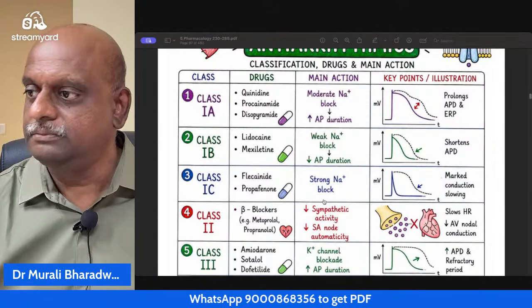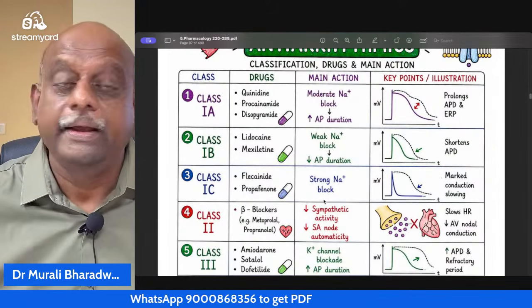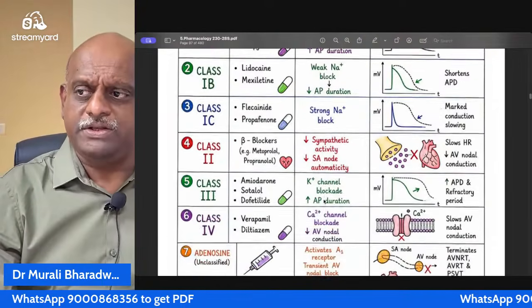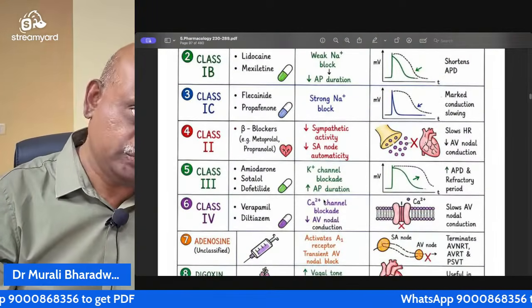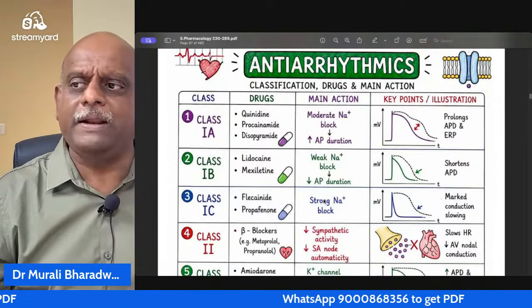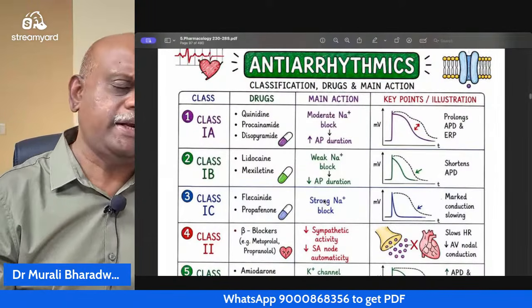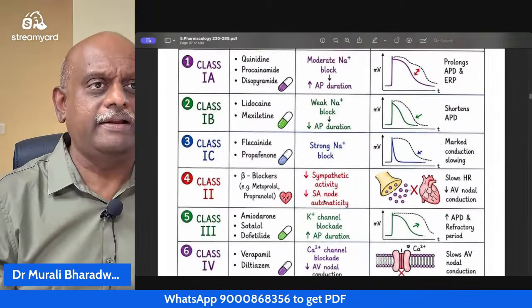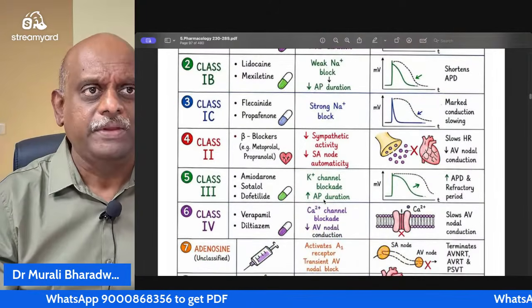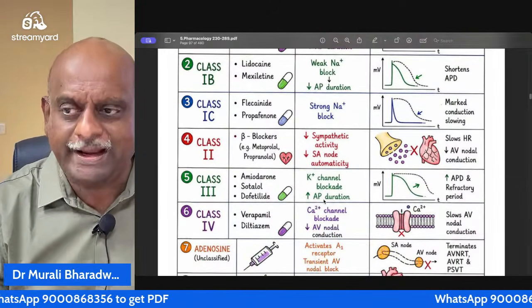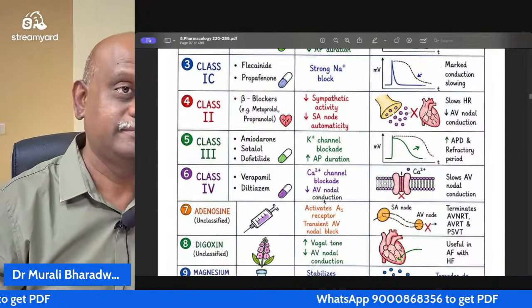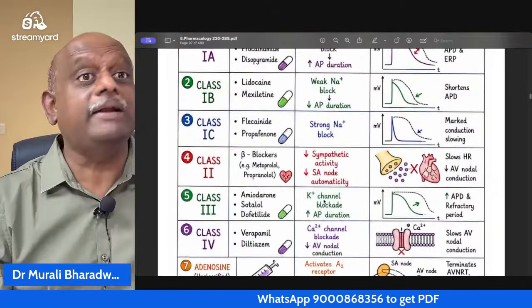Antiarrhythmics: 1A, 1B, 1C, 2, 3, 4. You should know which drugs. Quinidine, procainamide, disopyramide, 1A. Lidocaine, mexiletine, 1B. Flecainide, propafenone, class 1C. Beta blockers, 2. Amiodarone, sotalol, dofetilide, class 3. Verapamil, diltiazem, class 4. Like a parrot, you should tell it in the exam.